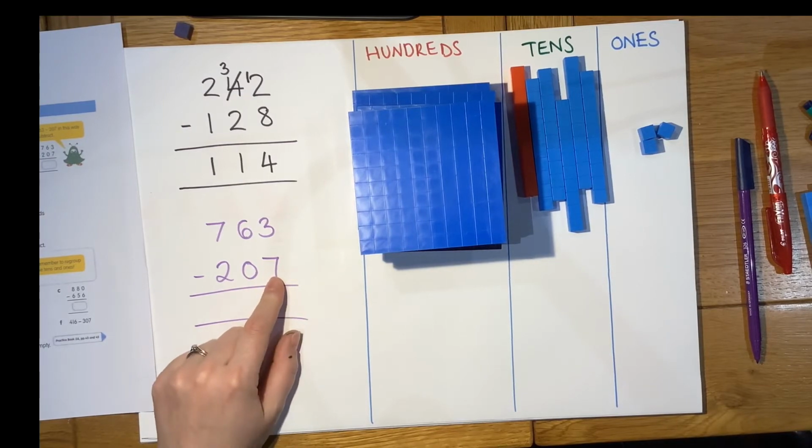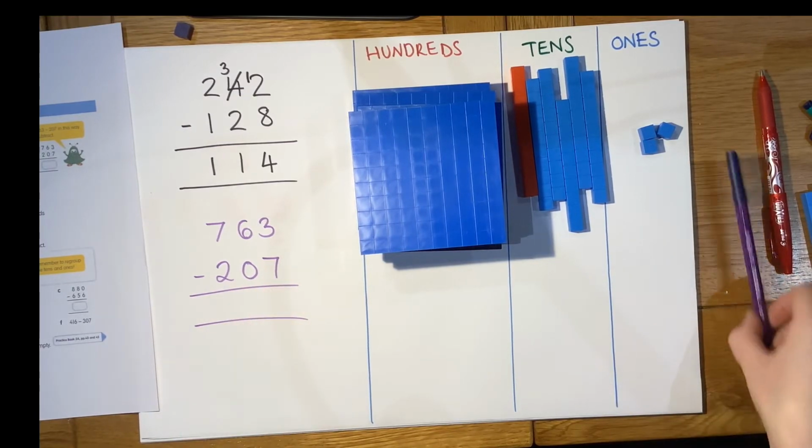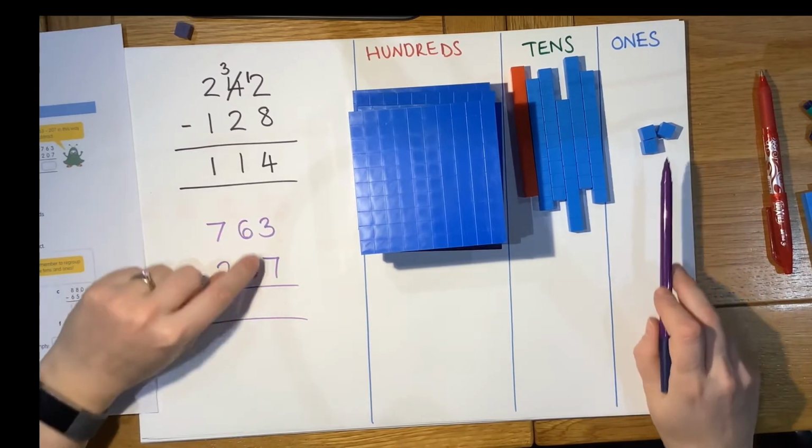Where are we going to start? That's right, we're going to start with the ones. I've got 3 ones, I need to take away 7.